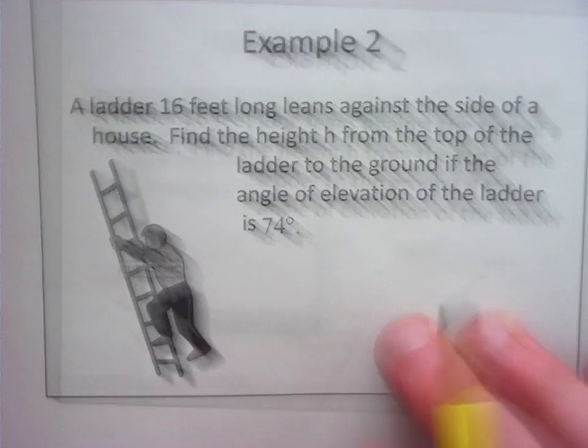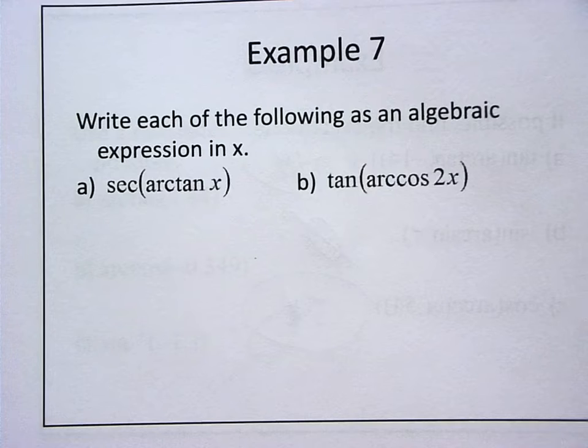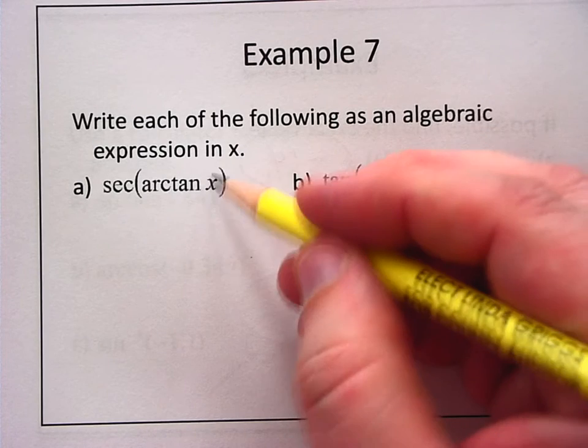They will also give you some that are a little bit more creative. This one doesn't even have numbers in it. But it's the same type of problem. Write an algebraic expression in terms of x for secant of the arctangent of x. Well, the problem is, first off, I need a fraction there, right? I need to have tangent is what over what? Opposite over adjacent.